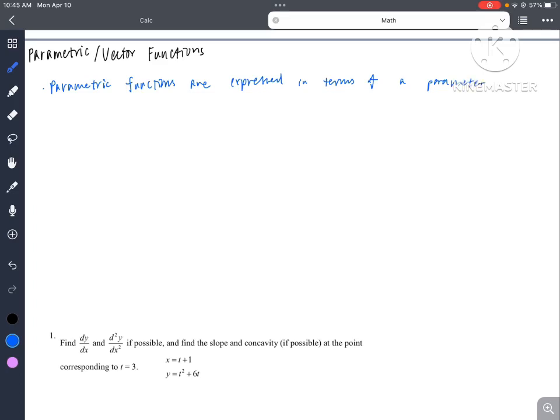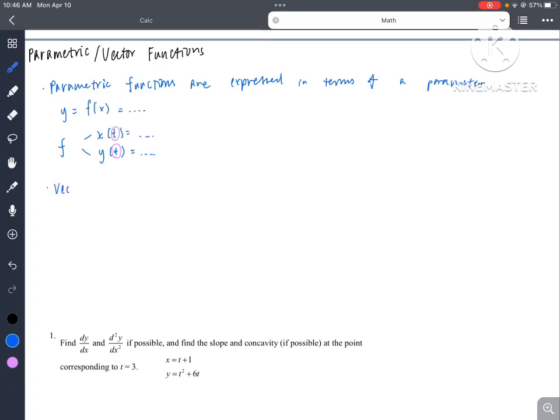So for example, usually you will see y is equal to f of x, which is equal to something. But in this type of function, we will have x of t is equal to something, and y of t is equal to something. And the set of these points will just make up the function f. And then the t inside this one will be the parameter.